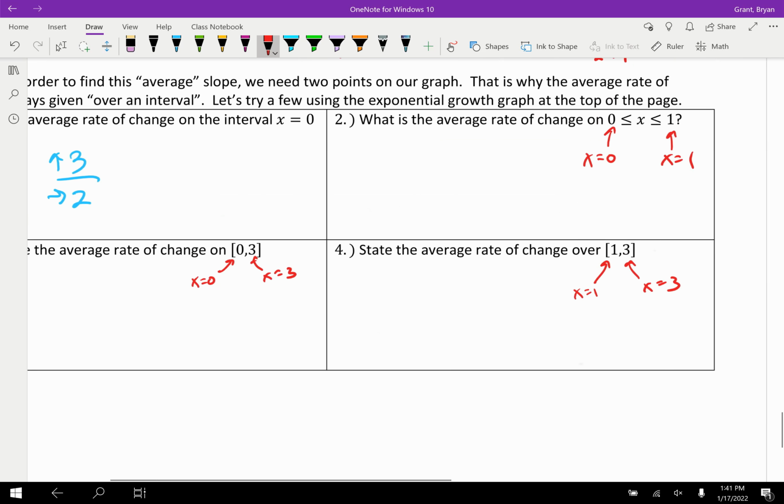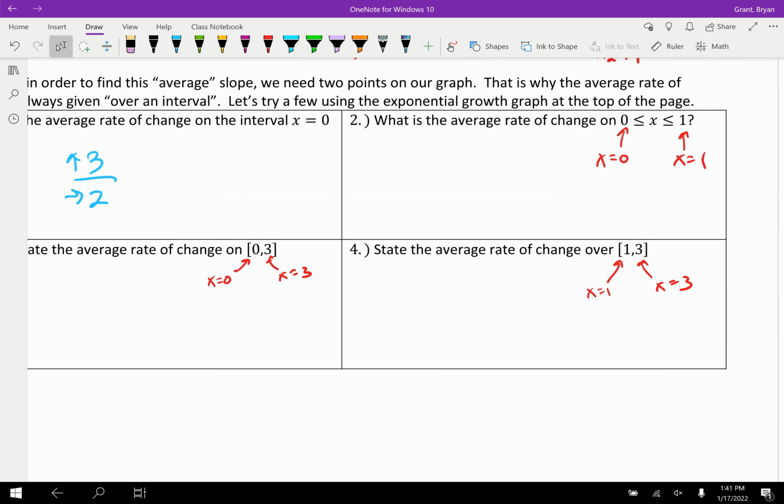So go ahead and apply those same concepts to the exponential graph up above. Once you've found your answers, check with me to make sure you've done it correctly, and you will have conquered this lesson. All right, you're back to check your work. Let's see how you did.